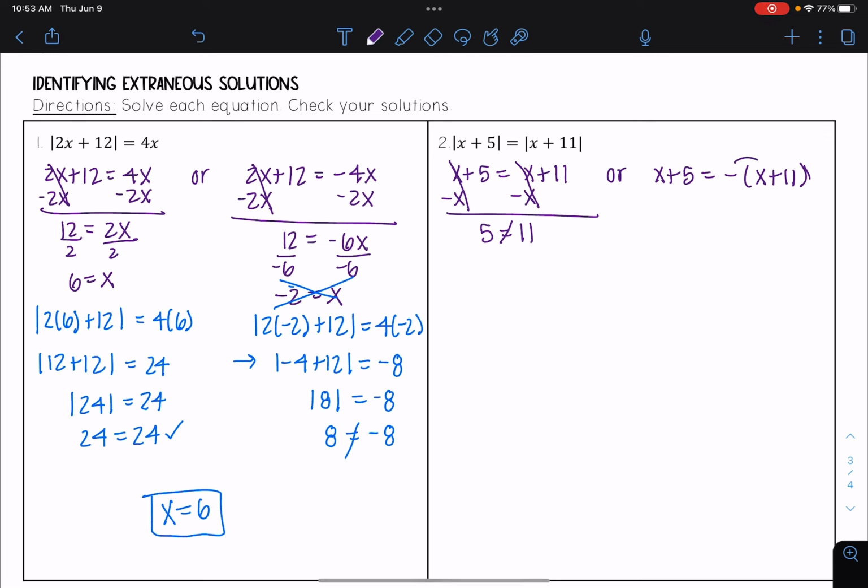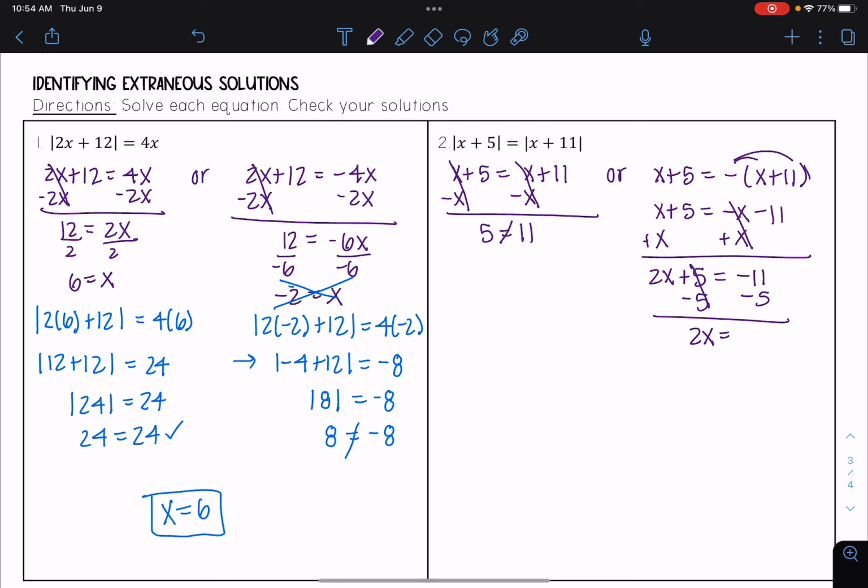Solving this one, I'm going to distribute my negative, and so I have x plus 5 is equal to negative x minus 11. Add x to both sides. Since I want to get all of my x's on one side of the equation, subtract 5. And then divide both sides by 2. And so here I get x equals negative 8.